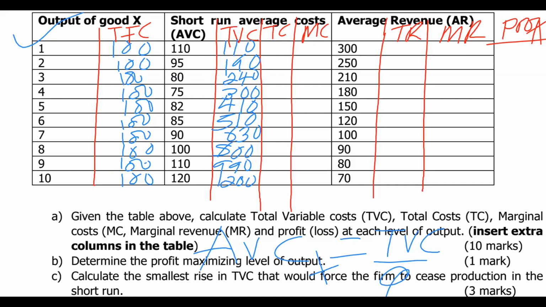Yes, sir. Then what is the total cost? You just add the total fixed cost plus total variable costs. So for the first one, it will be 210. What is 100 plus 190? Should be 290, right? And this will be 340. This should be 400. Should be 510. And then 610. 730.